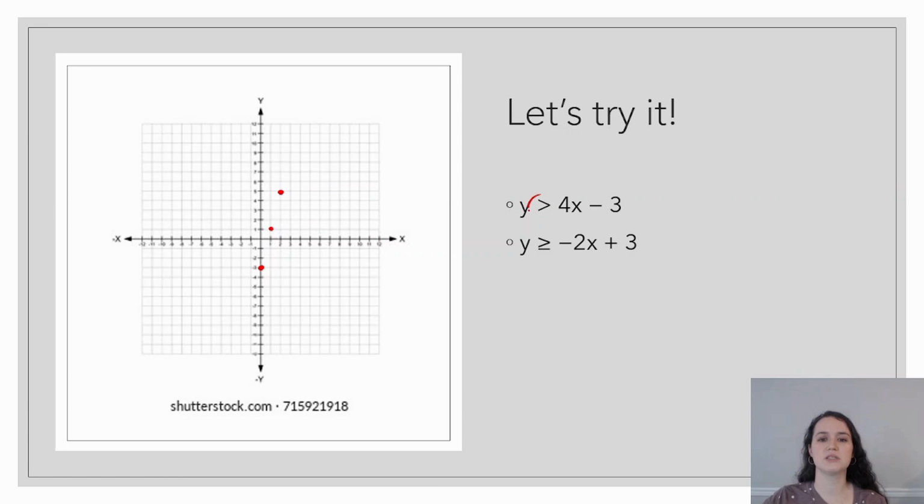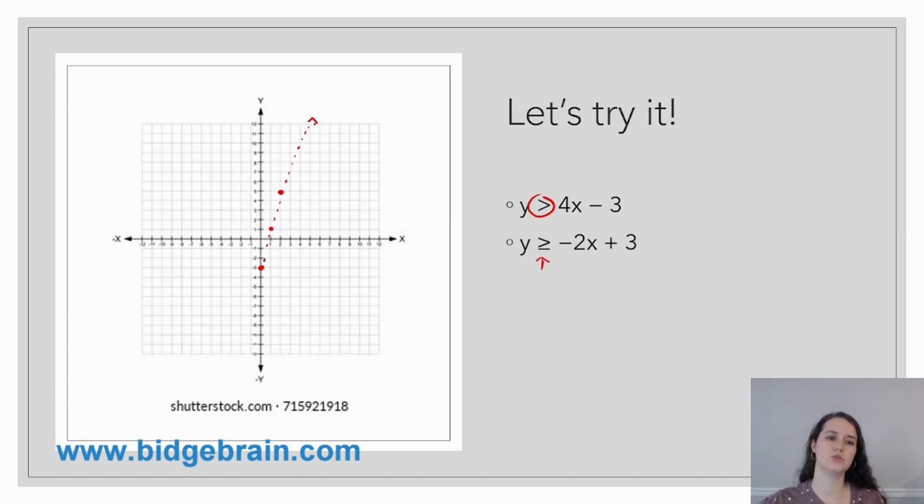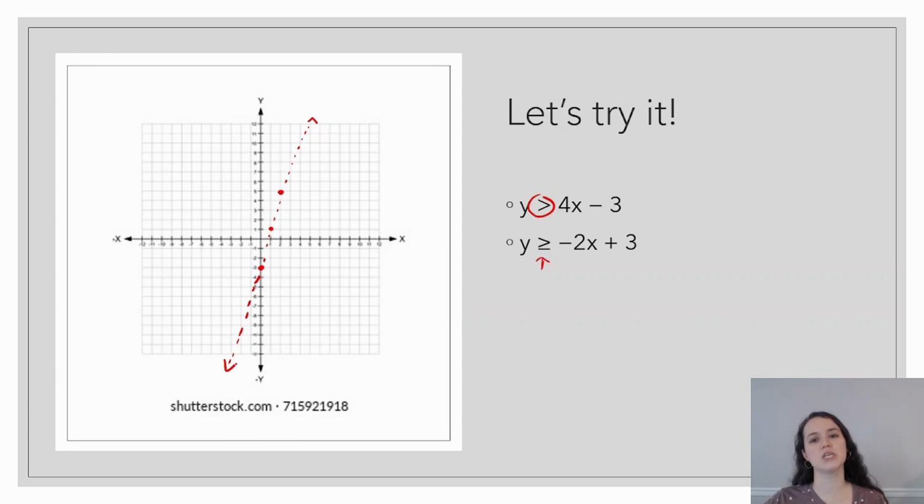Now notice my symbol here, it doesn't have the equal to bar like the second one does. So that means all of the points on this line are connected by a dashed line, because it does not equal to. It's just greater than, it's not greater than or equal to. I encourage you to use a ruler during this time.